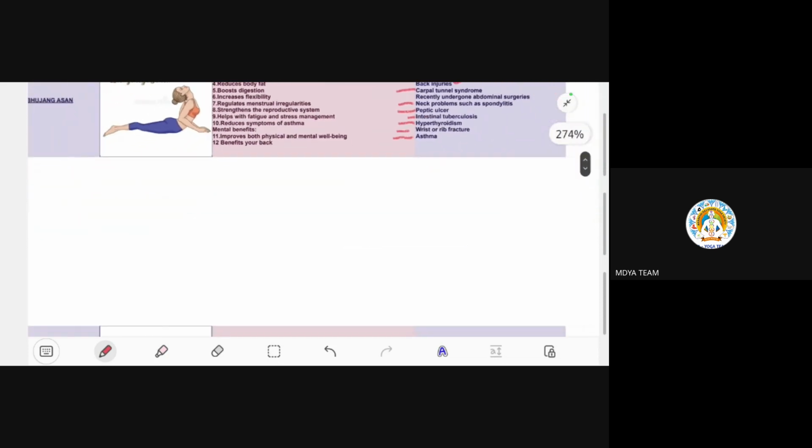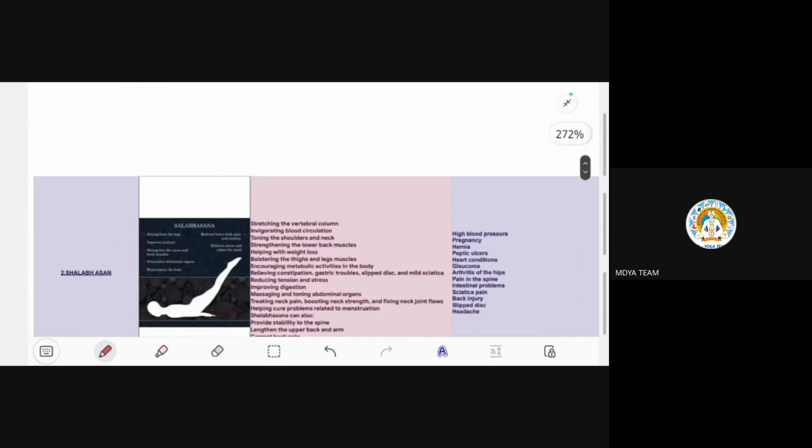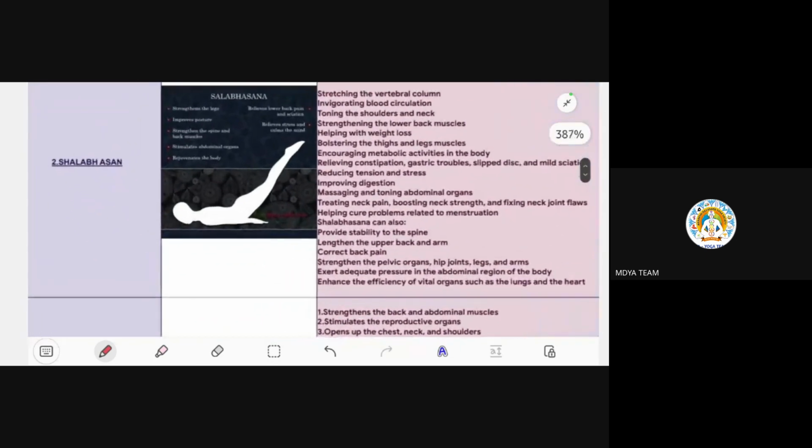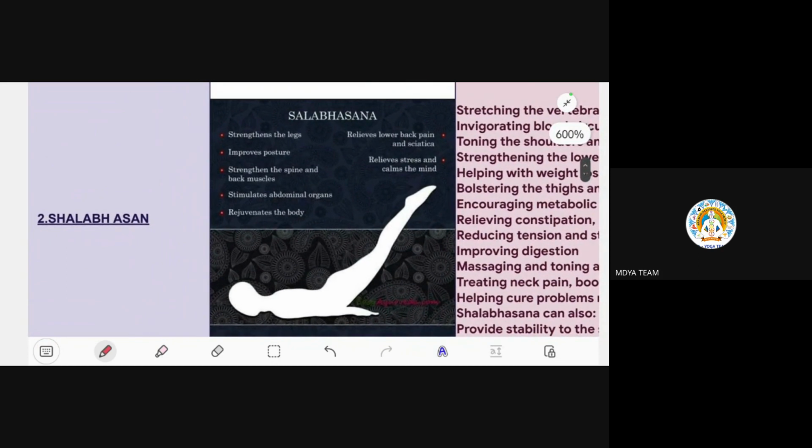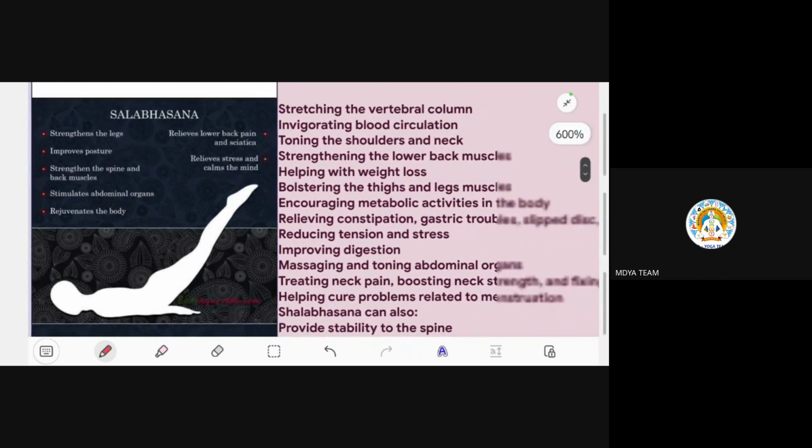Good, ma'am. Okay. Again, I'm very sorry. Shalabhasan. Shalabhasan is, in English, I think it's a fly. What is it? Grasshopper. No, grasshopper. Yeah, grasshopper posture.